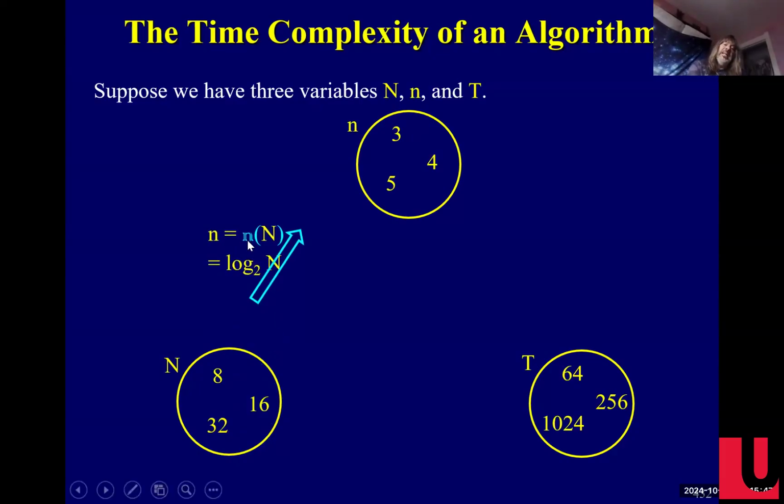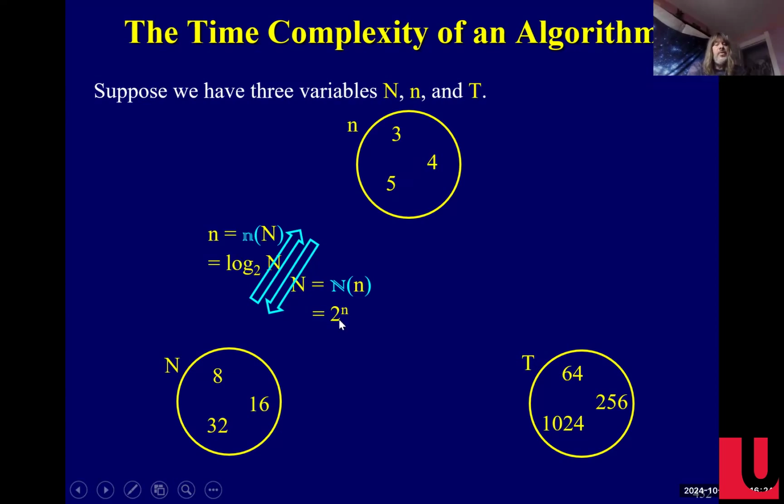So the blue little n is a function, this arrow here, that takes capital N as input and returns little n. And in this case, little n is the log of capital N. So this is a function. And you can see the log of 8 is 3, the log of 16 is 4, and so on, right? And then we can talk about the inverse function. This blue here is a function that takes little n as input and returns capital N.